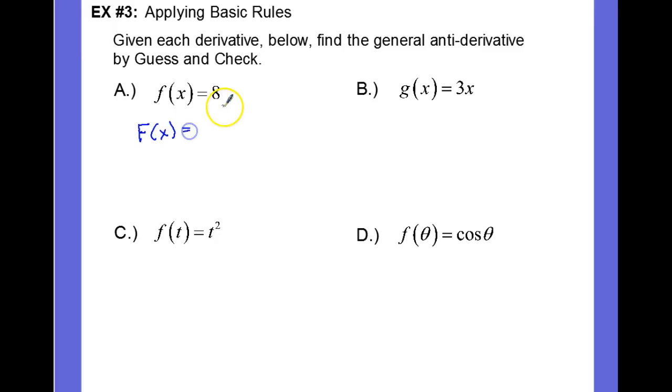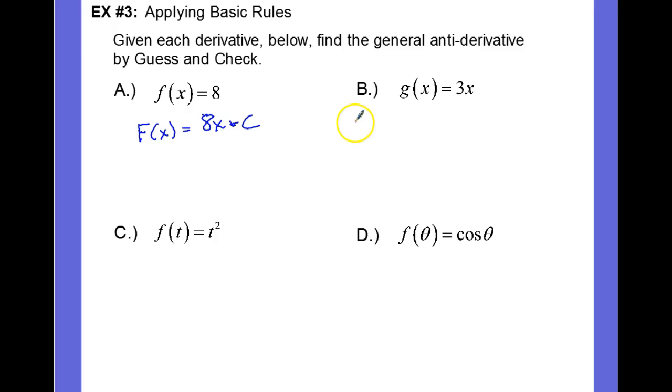And let's see. So what would happen if I took the derivative? What do I take the derivative of and get a constant? So that would be maybe 8x. And if I take the derivative of 8x, this is x to the first power, so 1 times 8 is 8 times x to the 0, power times base down 1, x to the 0 is 1, so I just get 8. And so we would have F of x equals 8x plus C.